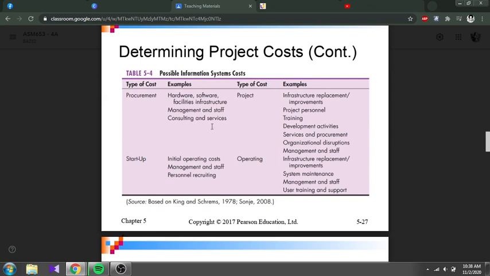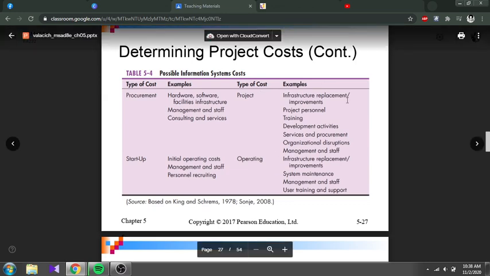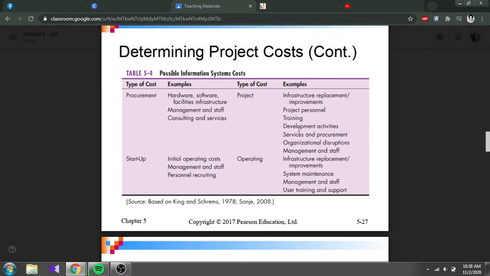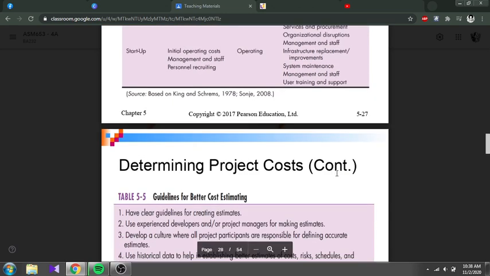Okay, there is an example here on procurement and startup. The type of cost, project or operating. For example, training is one-time, along with development activities, and for the startup, system maintenance, management and so on.